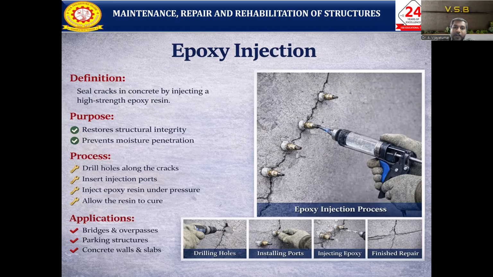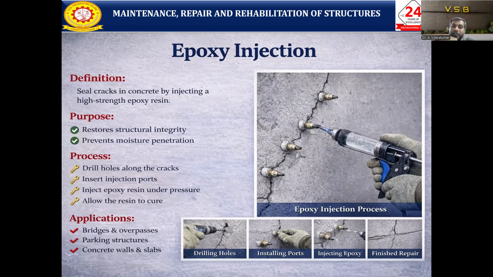We have a long active crack or dormant cracks. There we need to drill along the line of the cracks. We need to drill properly, then insert the injection ports and inject the epoxy resin under pressure. We need to give the pressure. Then allow the resin to cure.